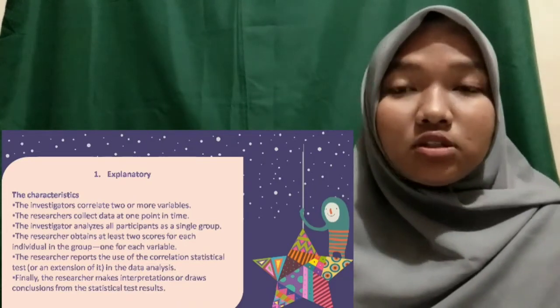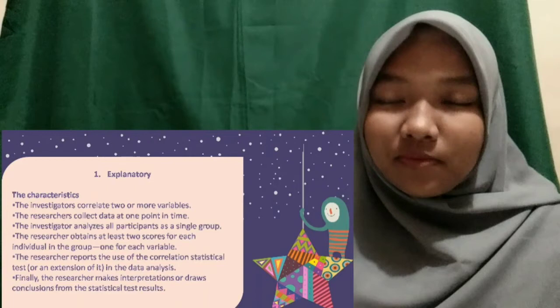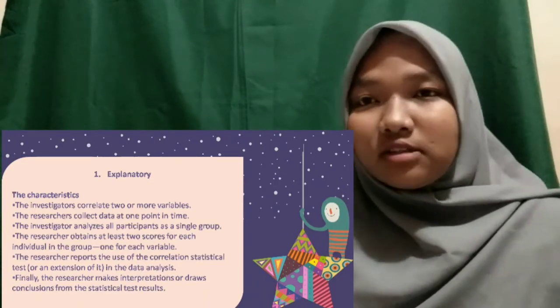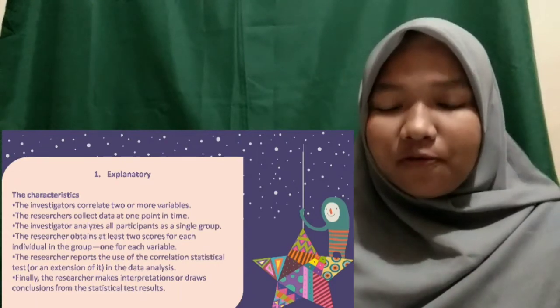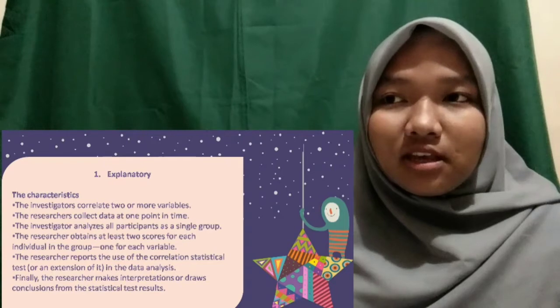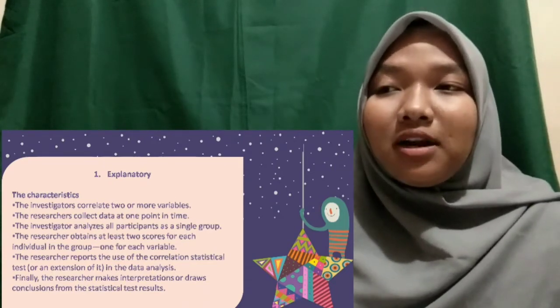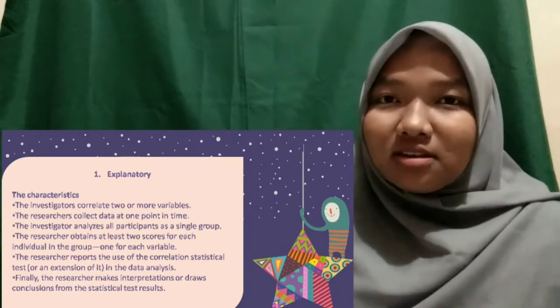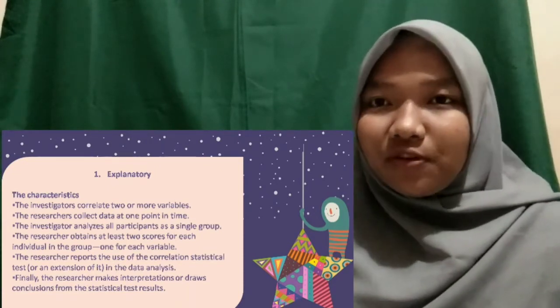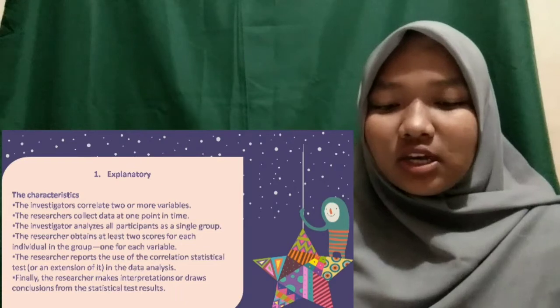And the second one is researchers collect data at one point in time. Researcher investigates for one shot in time for the data. And the third one is the investigator analyzes all participants as a single group, because this is correlational research, which means different from the experimental research.